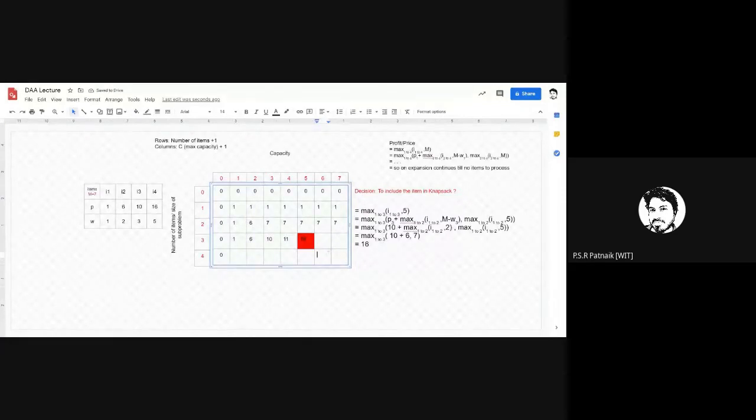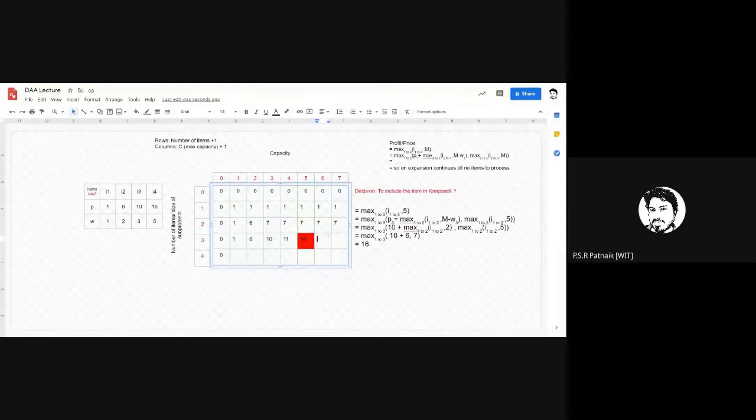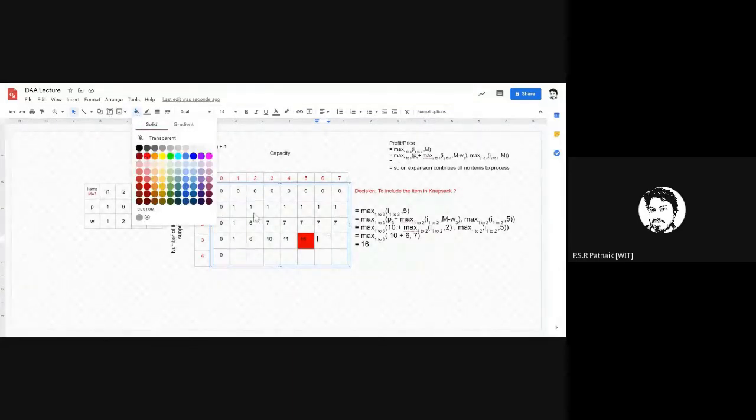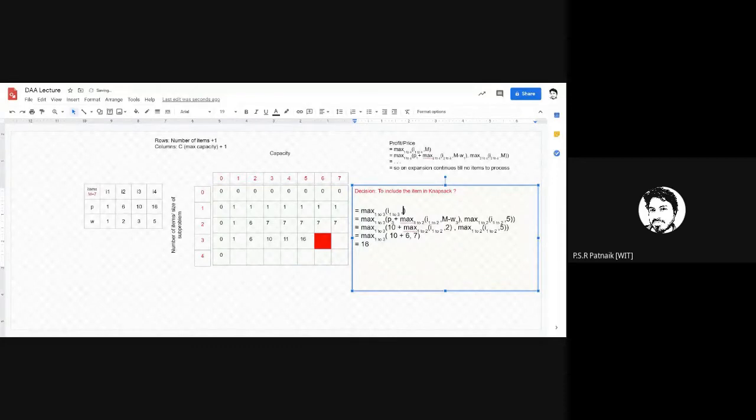Okay, so you can already say, 3 items to process. Remember, these are the 3 items to process. Weight is 5. So the maximum is the sum of these 2. It is 16. Okay, tell me what value you will have for this. Can you calculate and tell me? For the currently highlighted one. Okay, it is 6. So M minus 2 will be 3.